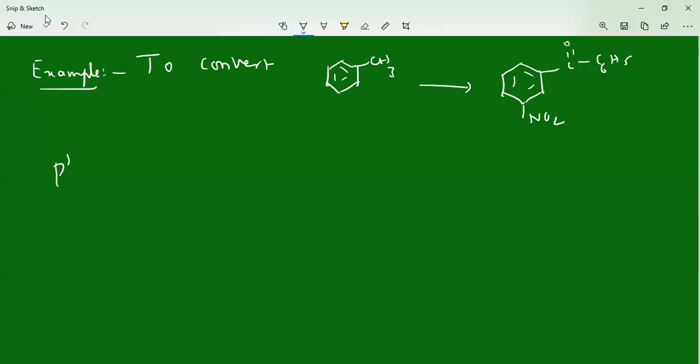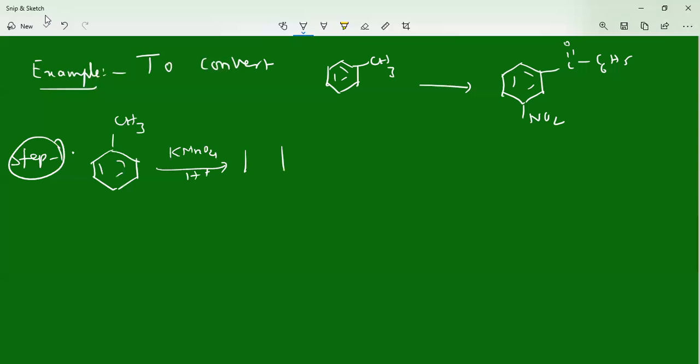The example given to us is to convert the benzene related compound toluene into C6H5CO with NO2 present in the meta position. First of all, we need to take two directions of the reaction. First, step one. This toluene has to be converted into carboxylic acid by treating with a strong oxidizing agent, KMnO4 in acidic medium. We'll be getting benzoic acid, right? That is COOH attached to benzene, which will be further subjected to nitration.